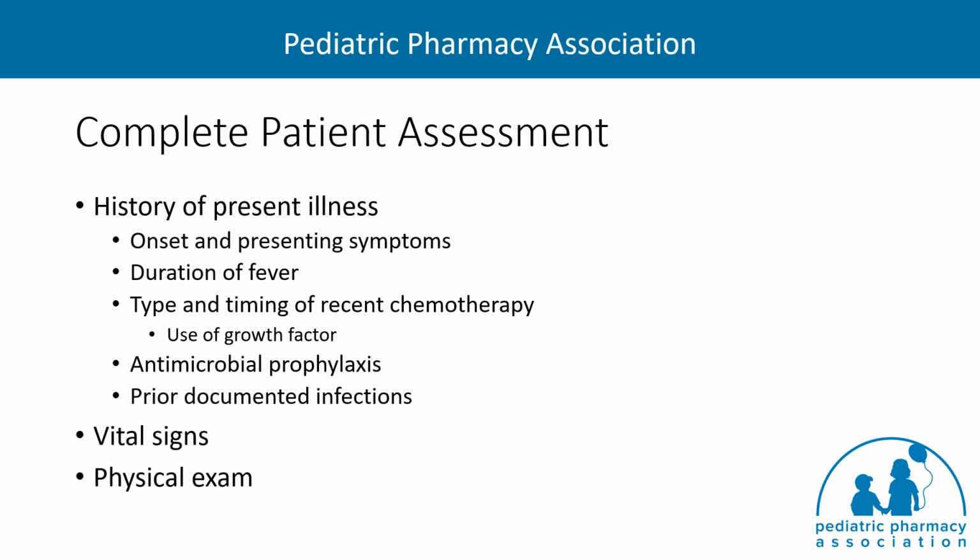When a patient presents with febrile neutropenia, you do want to do a complete assessment. You want to do a thorough history of their present illness, including the onset and what their presenting symptoms are, how long they've had fever, when and what type of chemotherapy they received recently, and has there been any use of growth factor? Is the patient receiving any antimicrobial prophylaxis currently? And has the patient had any documented prior infections? You do want to monitor the patient's vital signs and do a complete physical examination.